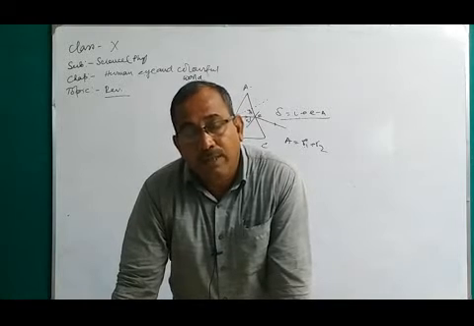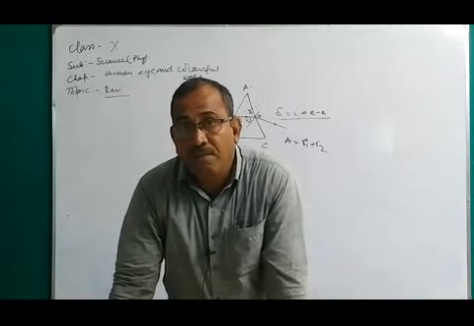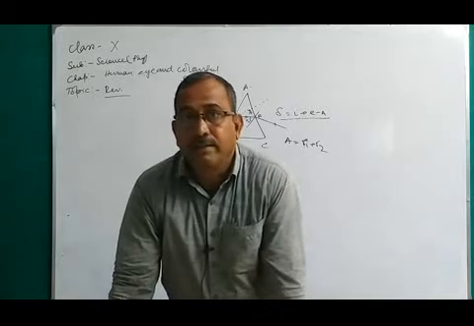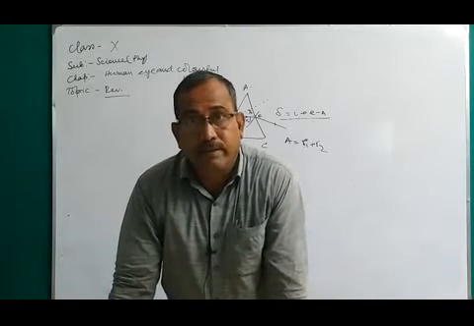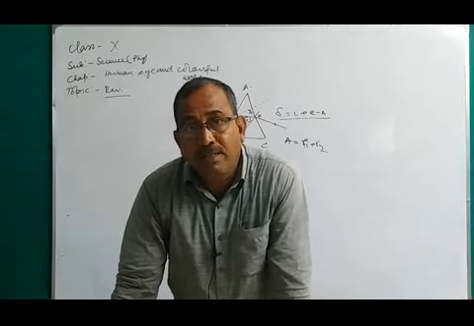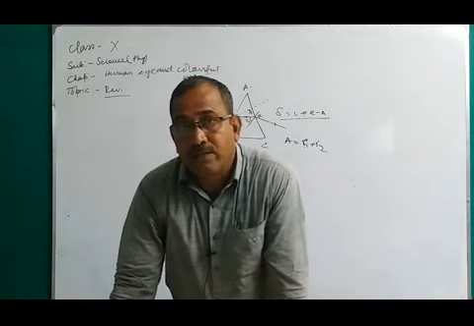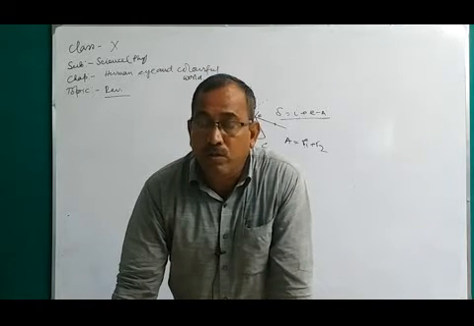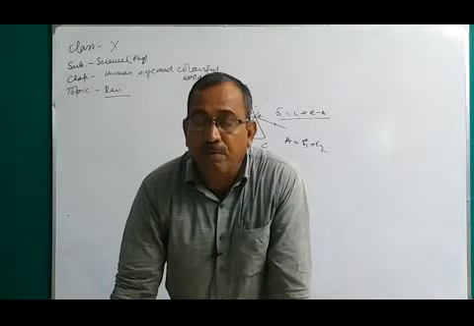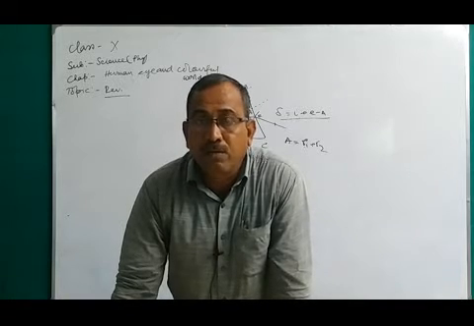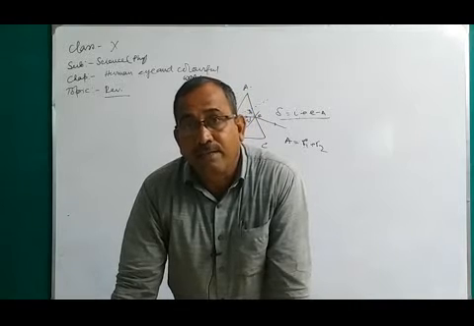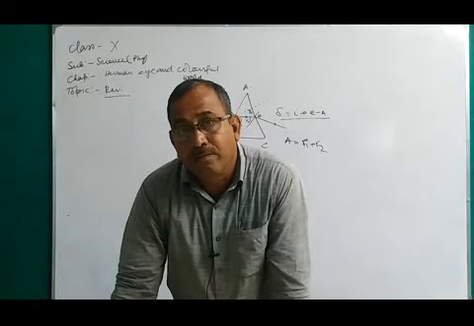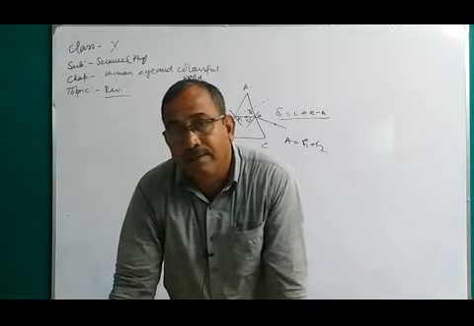Next part: when light passes through the prism, which type of light is it? A compound ray of light. That means a mixture of different colors, not monochromatic light. Compound ray of light means it is a mixture of more than two colors. So when a compound ray of light passes through the prism, due to their different wavelengths, they will create different angles of deviation, and the position of each color will be different.